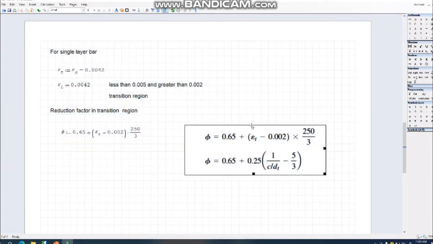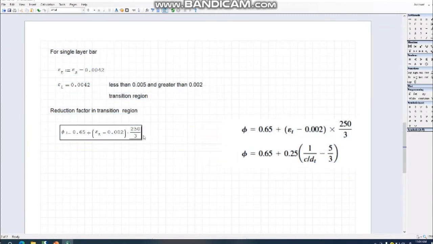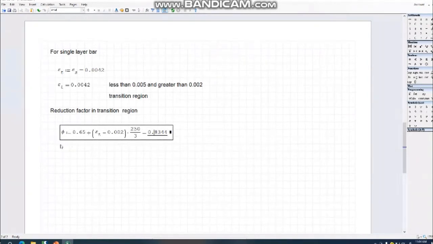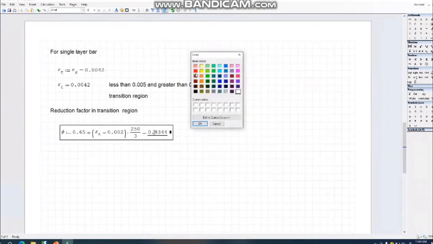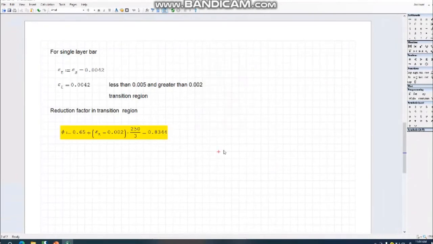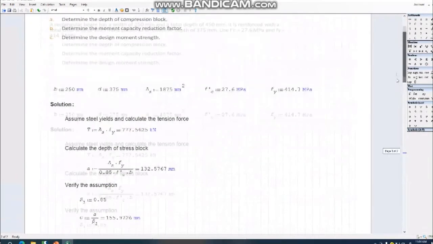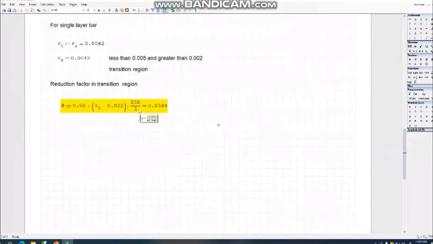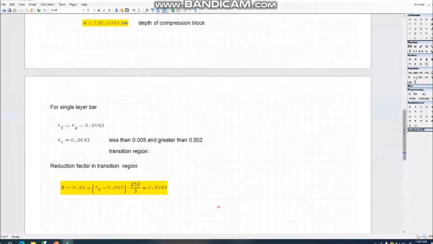As you can see, the value again is between 0.9 and 0.65. That gives 0.E344 for the transition region. So this is actually the answer to your second question: determine the design moment, the moment capacity reduction factor. So, this is your answer.